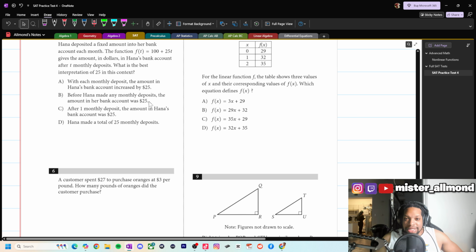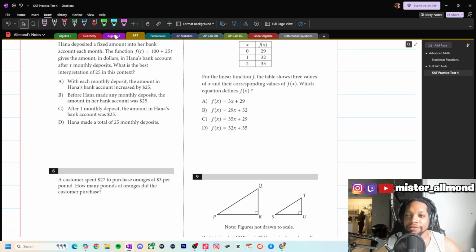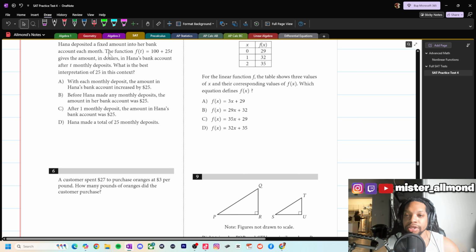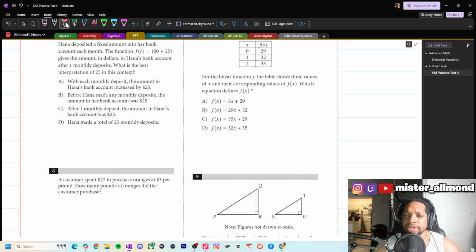All right, let's see. Hannah deposited a fixed amount into her bank account each month. The function f of t equals 25t plus 100 gives the amount in dollars in her bank account after t monthly deposits. What is the best interpretation of 25 in this context?